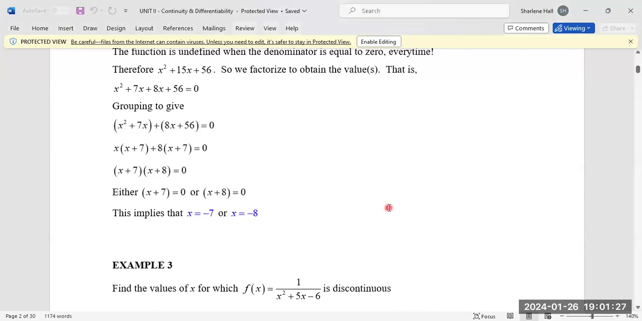So what answers do you think we have right here for number 3?